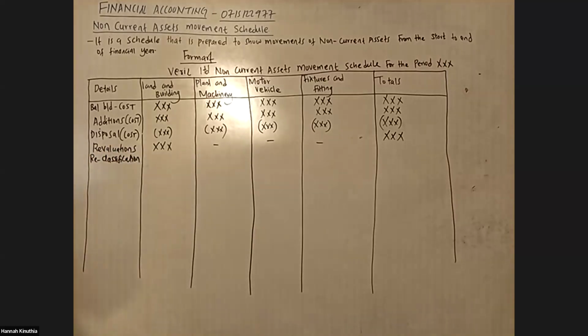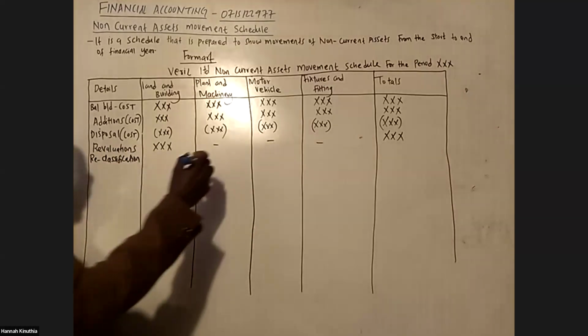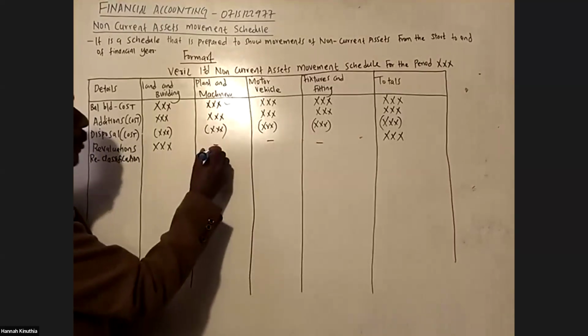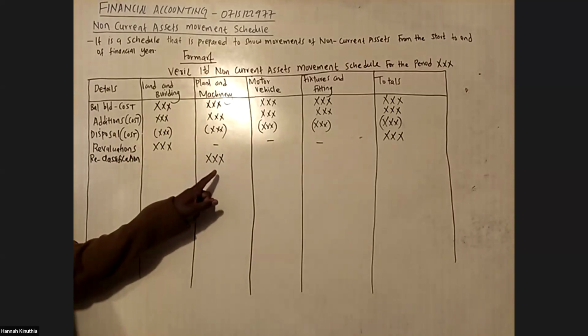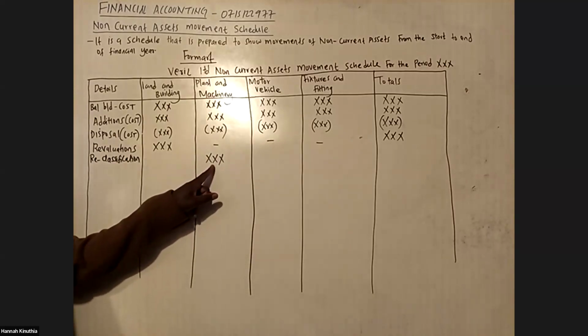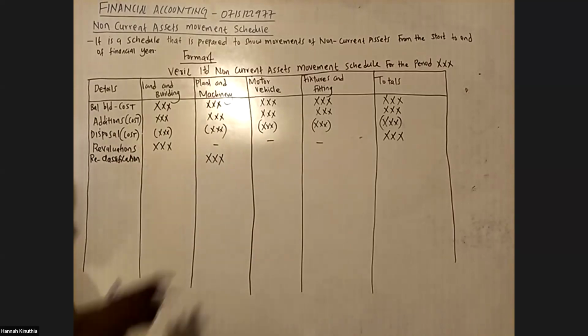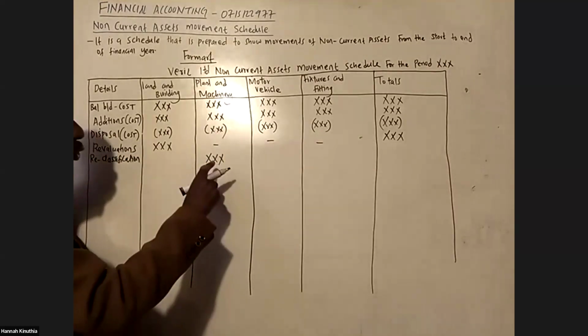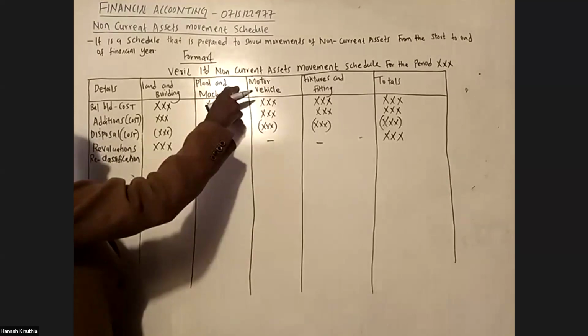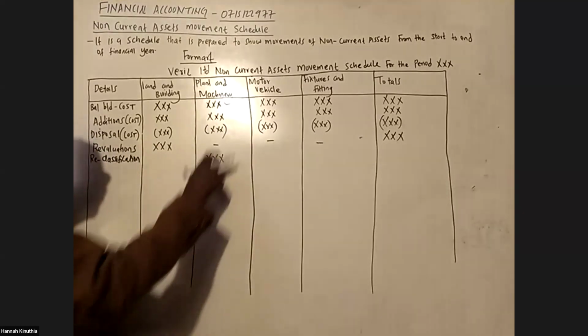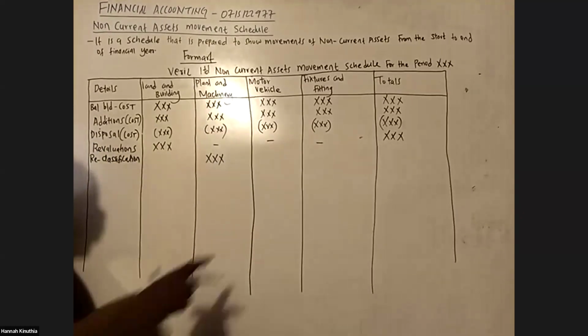Now, reclassification is where you reclassify an item. For example, let's say there was an item which was classified as plant and machinery. Then you decide to reclassify this item now as motor vehicle. So you stop classifying that particular machine as plant and machinery. You change it to motor vehicle.